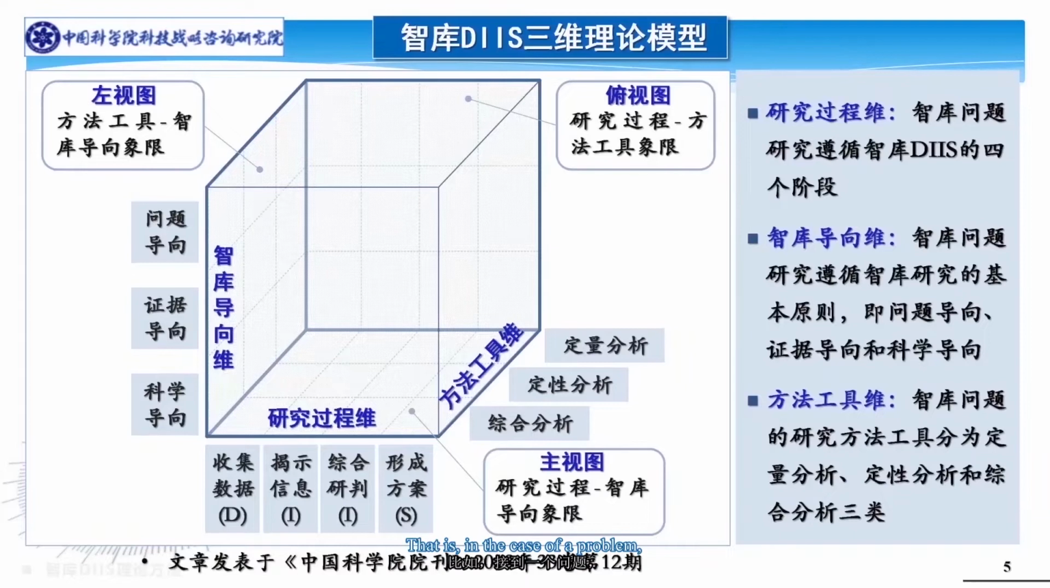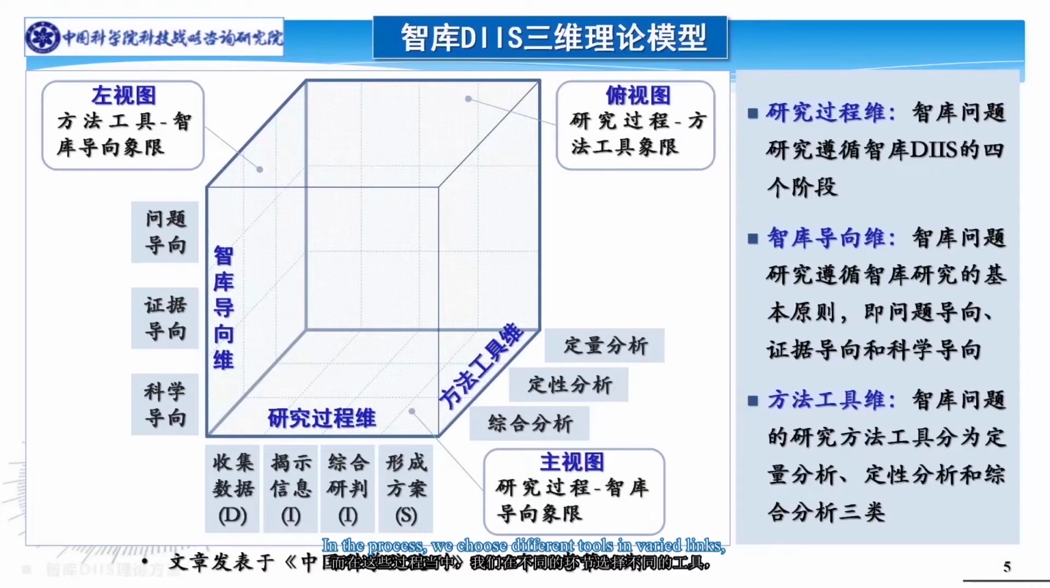That is, a problem orientation should guide the links of data, information, intelligence, and solution throughout the whole process. And in this process, we should value evidence, which is objective and true. And throughout the study, we should value the application of existing scientific knowledge, scientific theories, successful experience, and also scientific methods.